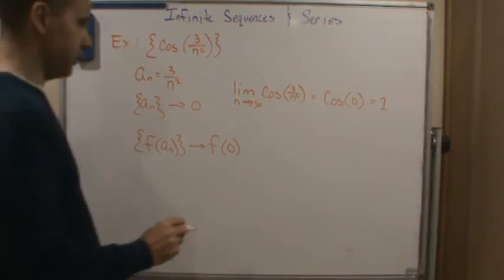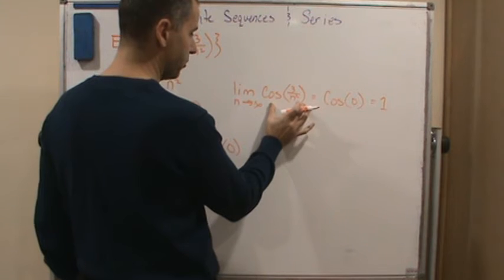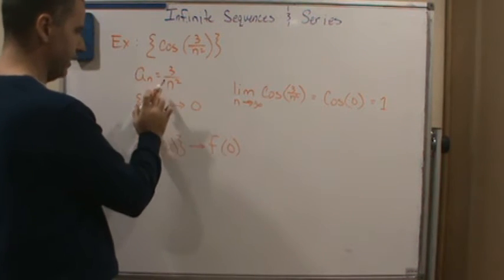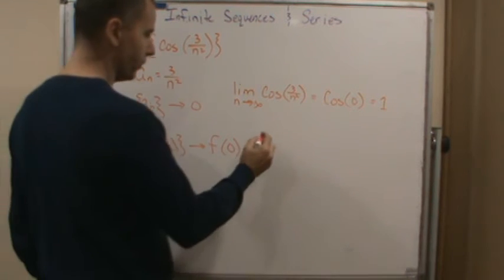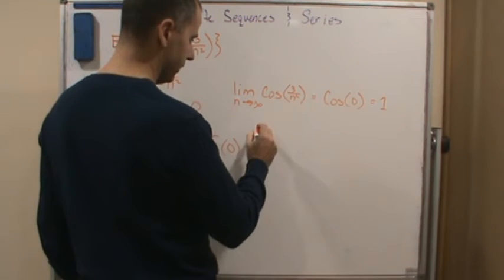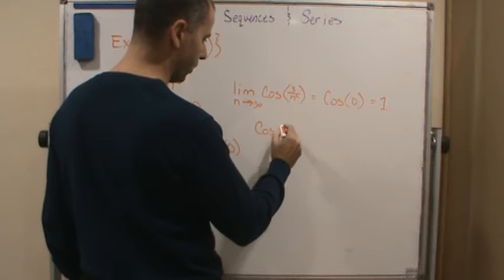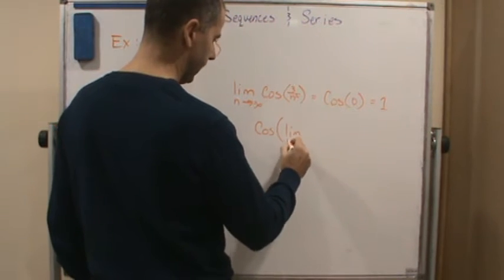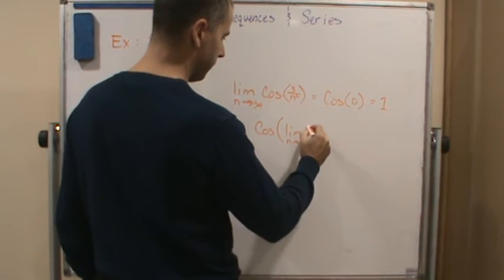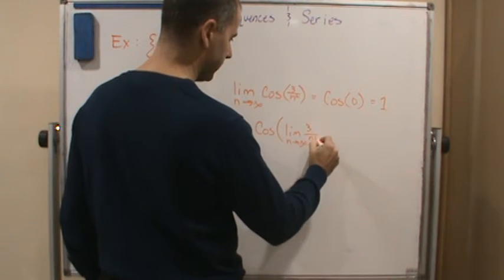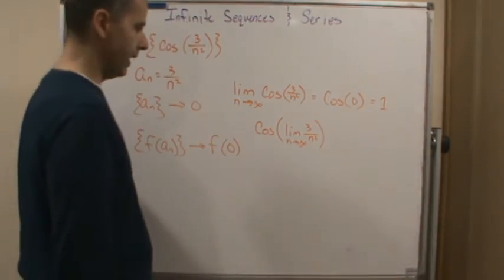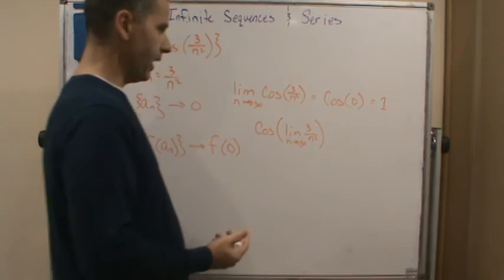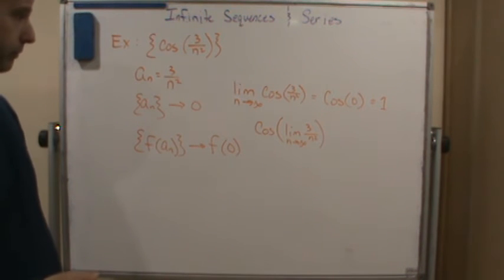So in other words, because this is a continuous function and we know the behavior of the sequence here, we can literally take the cosine of the limit as n approaches infinity of 3 over n squared. And this limit goes to 0, and we get the result.